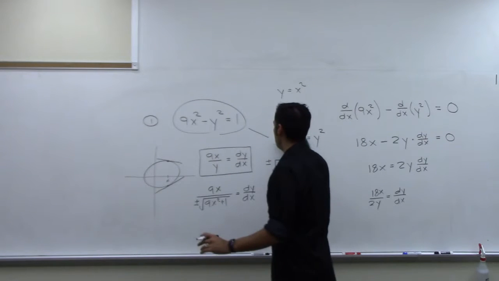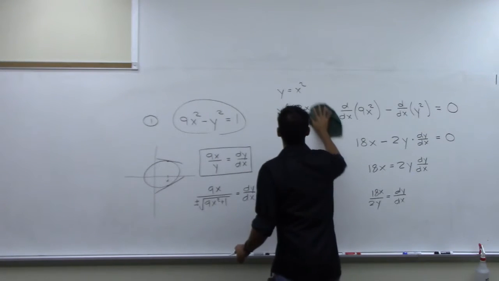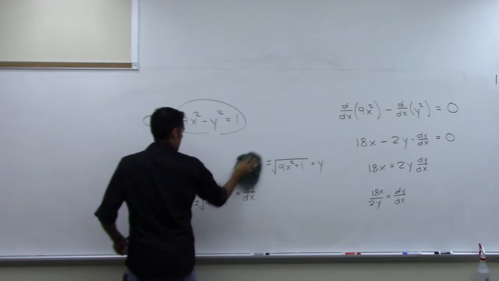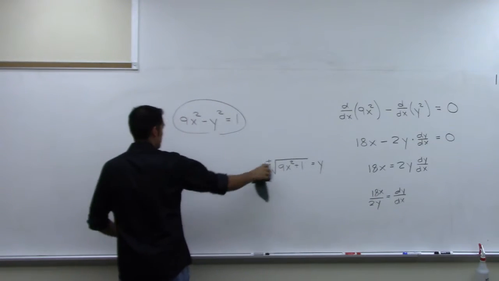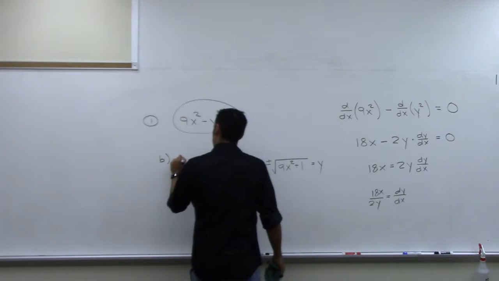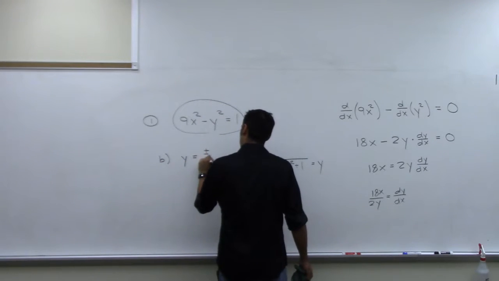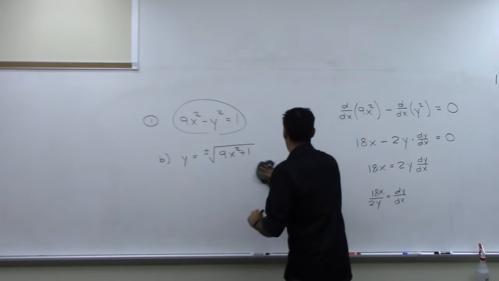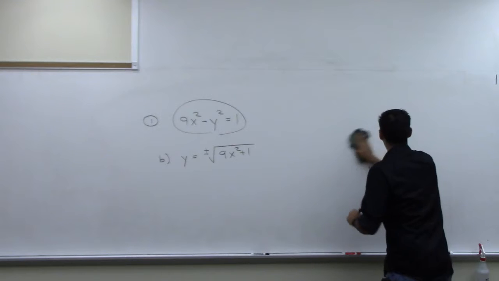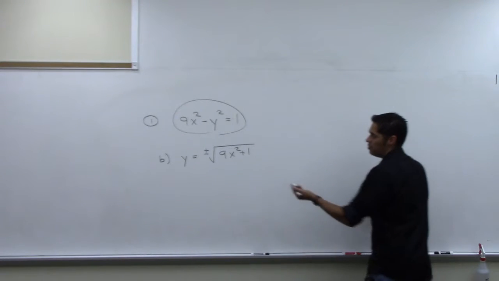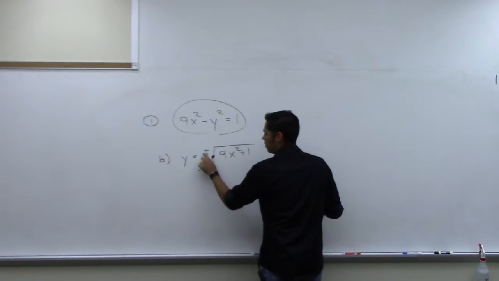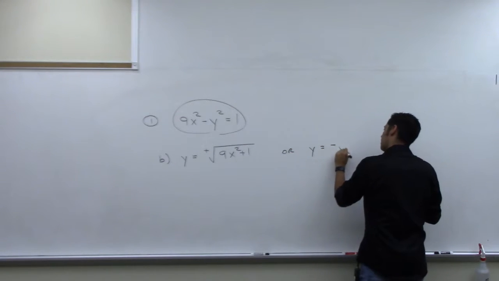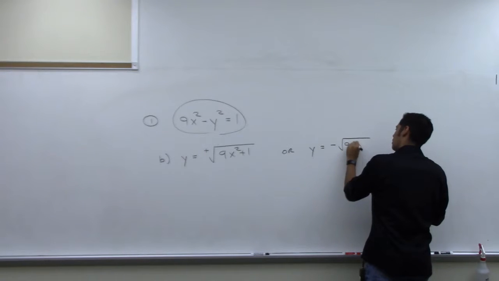Part B. What they want us to do is solve for y and take the derivative. We already did that, so for part B, let's solve this equation for y, which gave us, remember, two answers, and then find the derivative. I'm going to have to do two different cases, the plus and the minus. So we can do y equals negative root 9x squared plus 1.